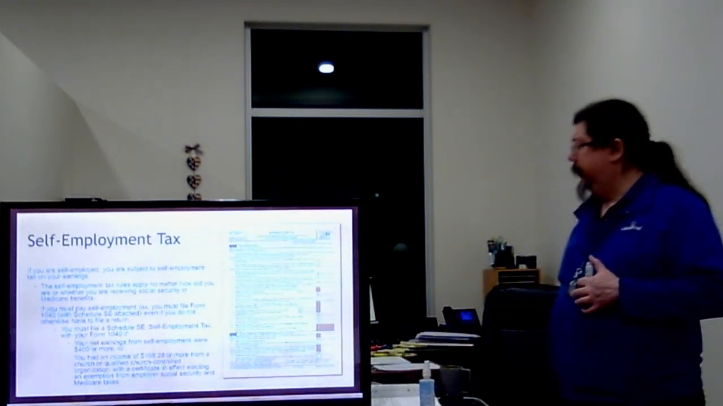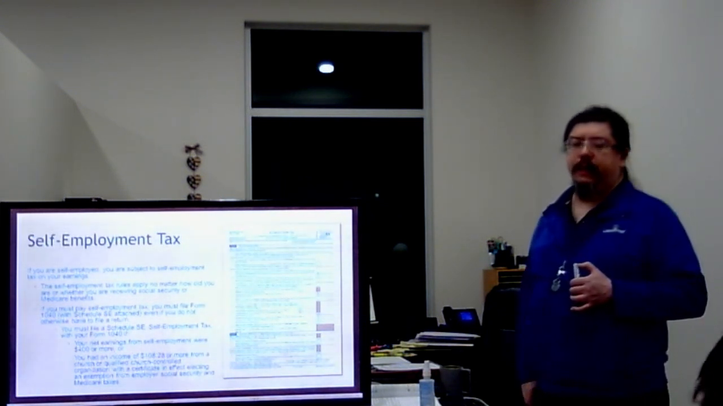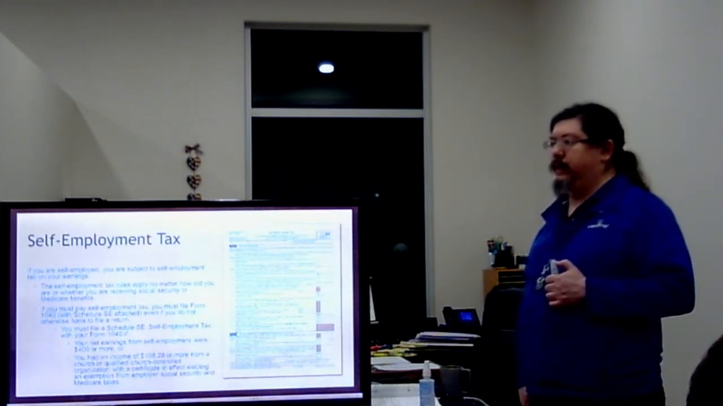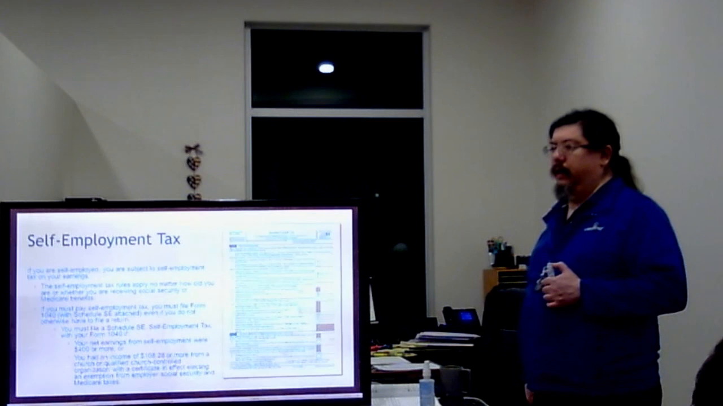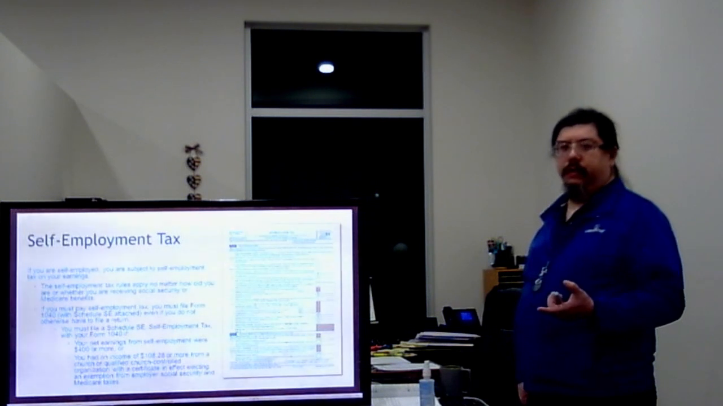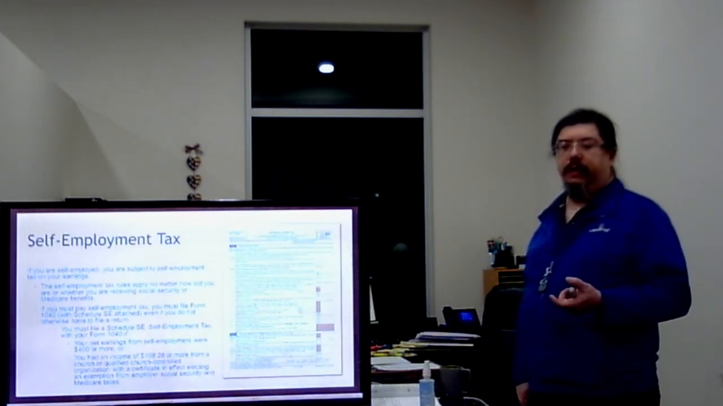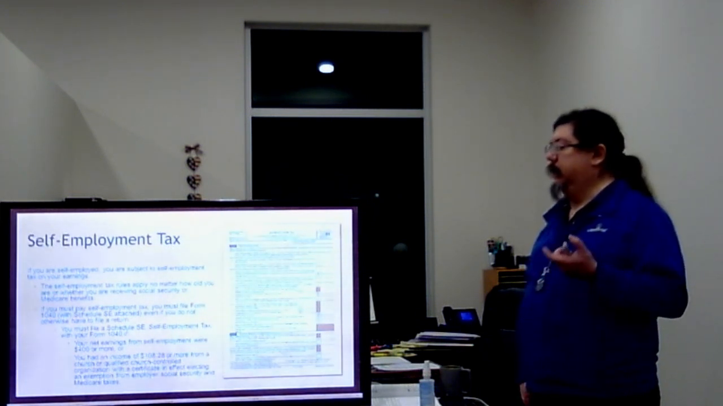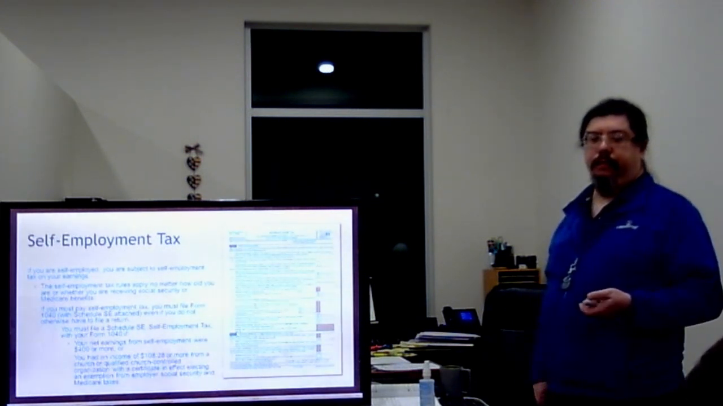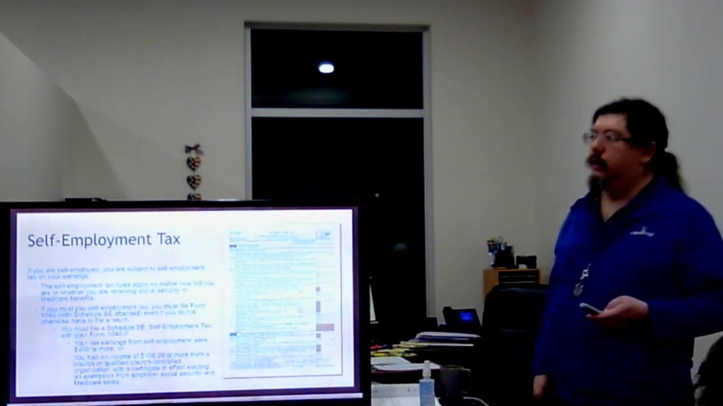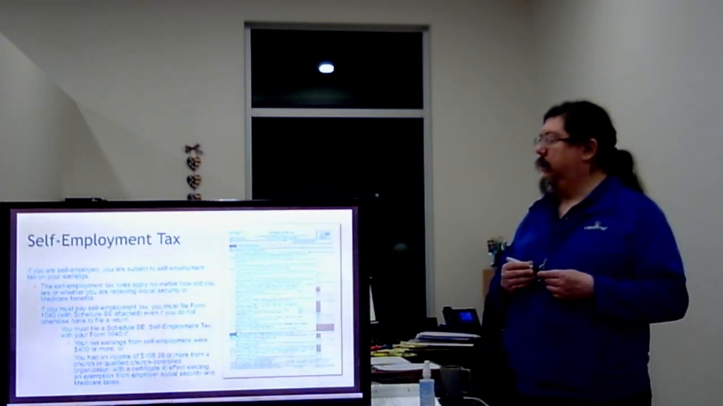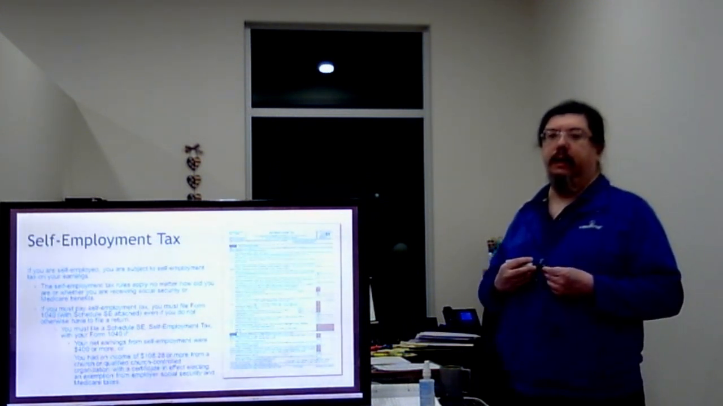If you're self-employed, if you work for somebody else, they take Social Security and Medicare tax out of your paycheck and send that to the IRS, and the employer also matches that. They pay the same amount. So for every $1,000 that you're paid, 6.2% or $62 is withheld for Social Security tax, and $14.50 is withheld for Medicare tax, or 7.65% total. And the employer also pays that. So the total payroll tax is 15.3%.